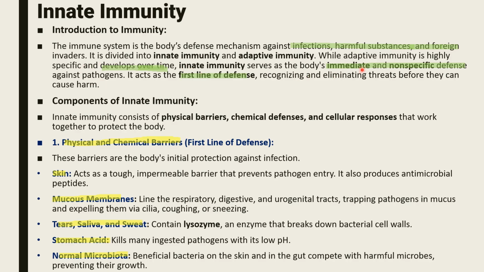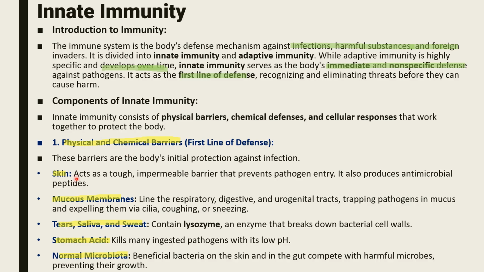While adaptive immunity is highly specific and develops over time, innate immunity serves as the body's immediate and non-specific defense against pathogens. It acts as the first line of defense, recognizing and eliminating threats before they can cause harm. Components of innate immunity. Innate immunity consists of physical barriers, chemical defenses, and cellular responses that work together to protect the body. Number one is physical and chemical barriers.